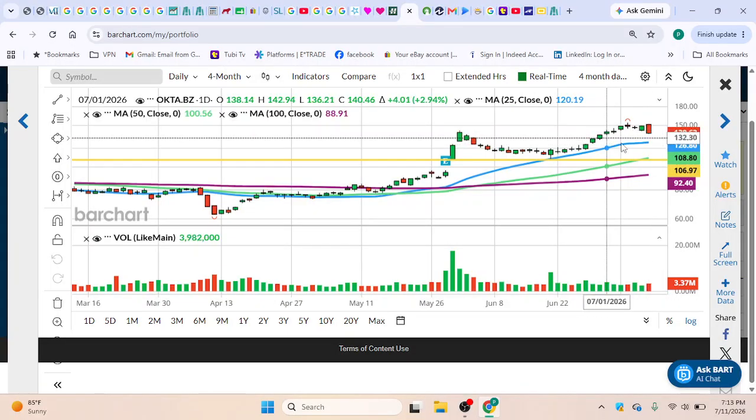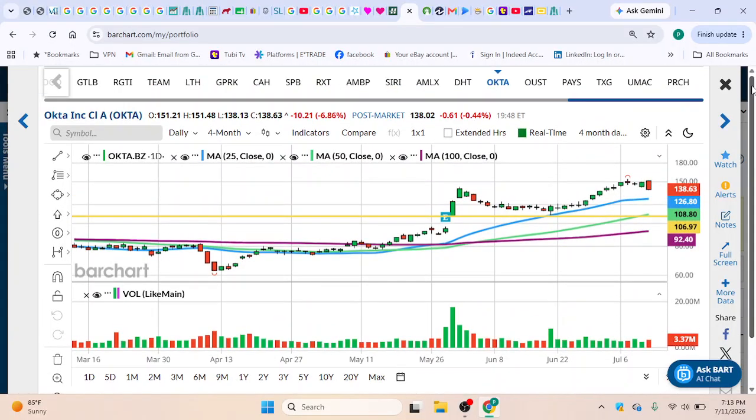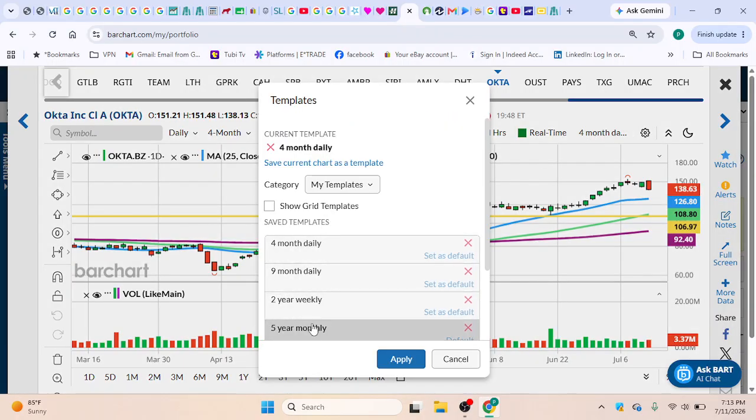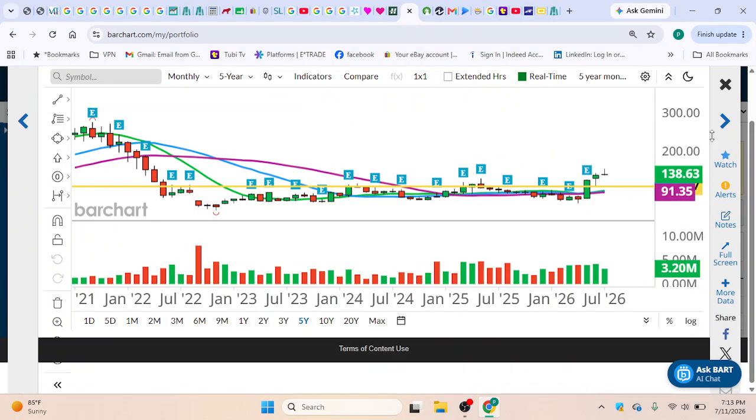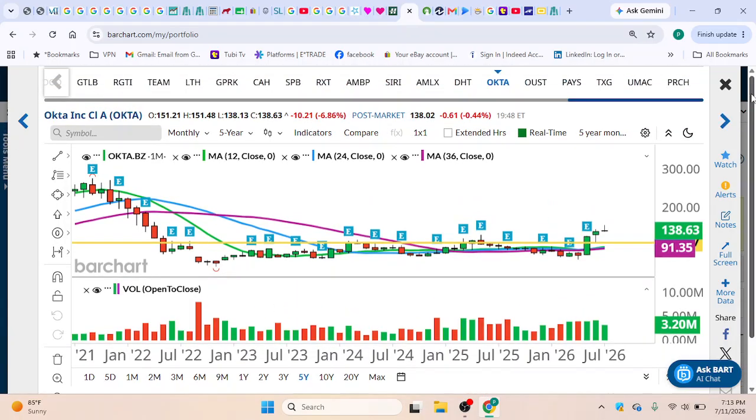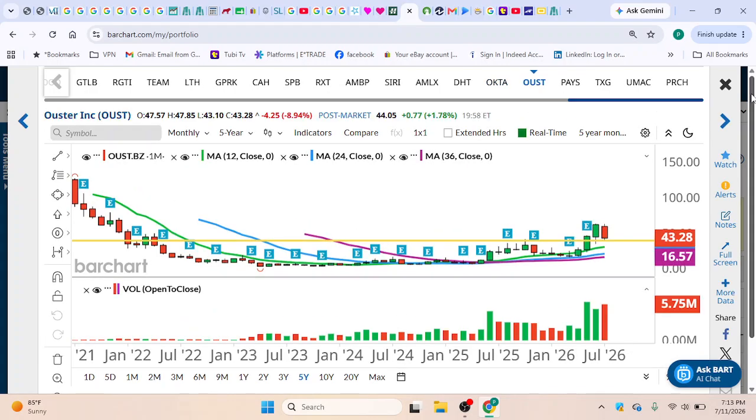So that probably needs to correct, probably this week, and then maybe set up for some sort of buy setup here going into this week and into the rest of July. So that looks pretty positive going forward on that one.